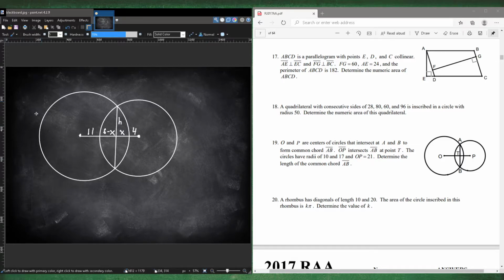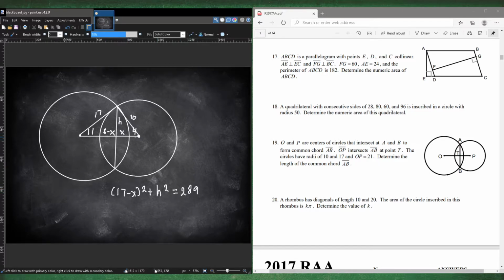So what can we do here? Well, we'll use the Pythagorean theorem. We connect this line to over here, and we connect this line to over here, and we get a right triangle. But what do those lines also give us? Well, another radius. This is radius 17, and this is radius 10. So now we know that 11 plus 6 minus x, that is 17 minus x, squared plus h squared is equal to 17 squared, which is 289.